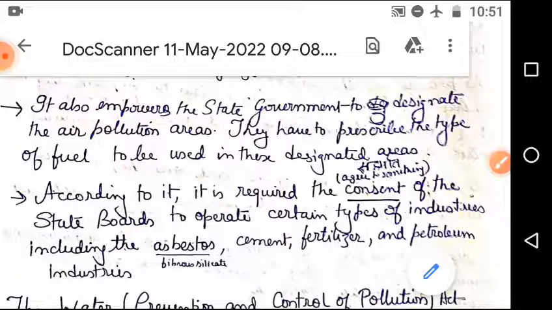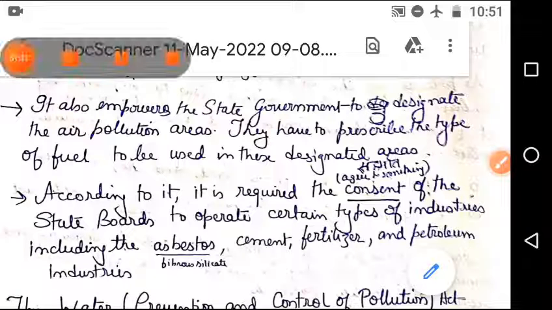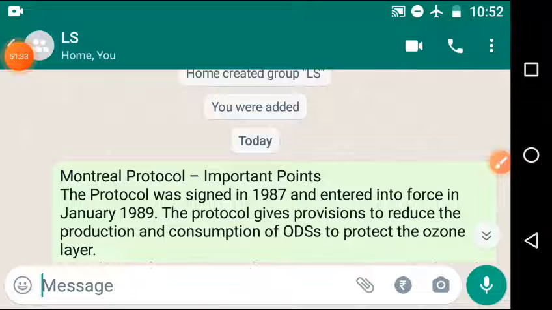So these were the things about the Air Pollution Control Act. And now, next, I will discuss the Montreal Protocol, which mainly focuses on reducing ozone depleting substances. Well, let us discuss the Montreal Protocol.